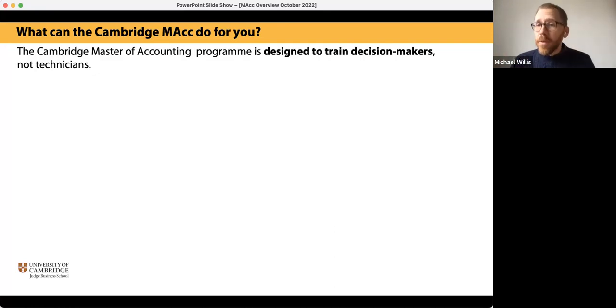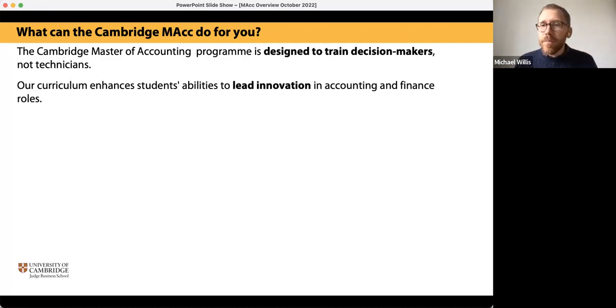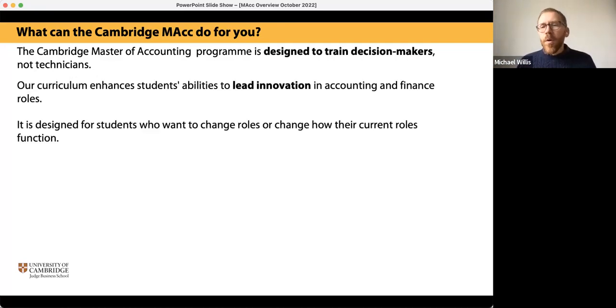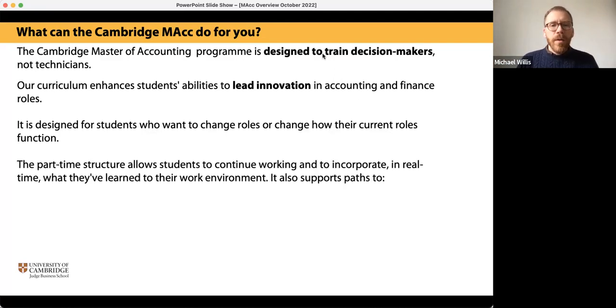Many of our students have those designations coming into the program, and they find our program complementary to what they've already studied, because we're focusing on the decision-making, the innovation, and the leadership. The program is designed for students who want to change their roles or change the way their current roles function by bringing these tools to bear on what they do.